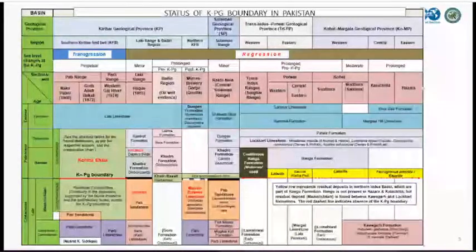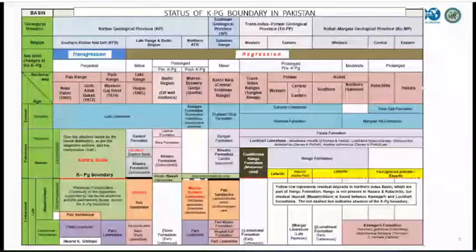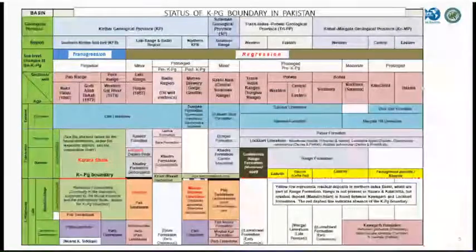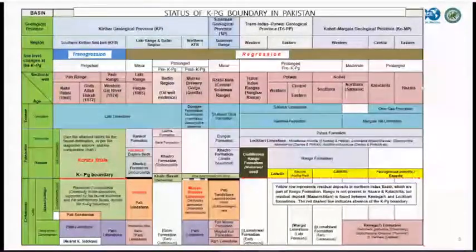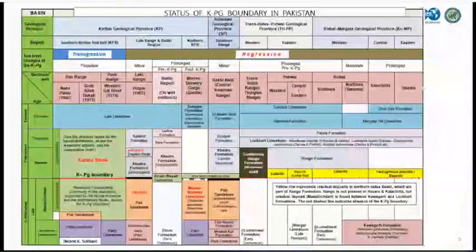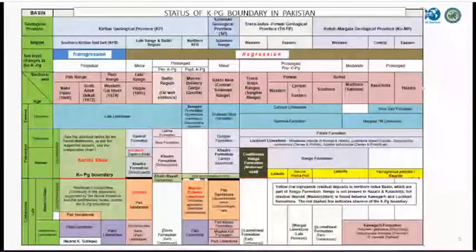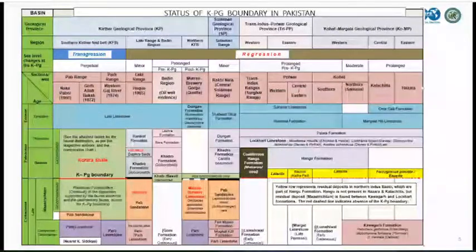The red line on the left represents the status of the KPG boundary in Korara shale based purely on the faunal assemblage as a physical break in deposition, and change of facies is not seen, neither in the well nor in the outcrops.